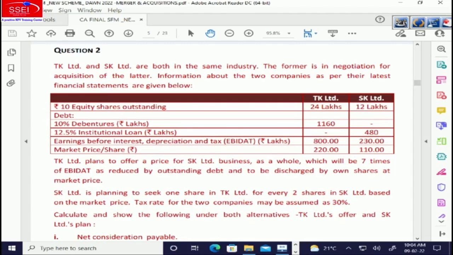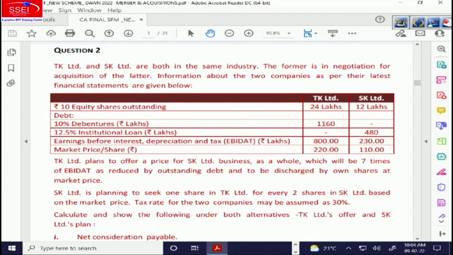TK and SK are both in the same industry. Same industry, so there's lower risk in the merger. The former is in negotiation for acquisition of the latter. So TK is the acquiring firm, I'll call it A Limited. SK is the target firm, B Limited. Information about the two companies as per their latest financial statements is given below.